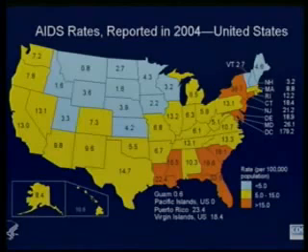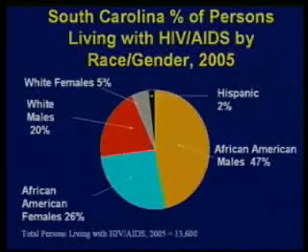So even though the diagnosis rate has stabilized, when you go to the wards, you're definitely going to see a lot of HIV-infected patients with the opportunistic infections that I just spoke about. So it's going to be very important for you to know those. In South Carolina, it's 47% African-American males, 26% females, 20% white males.